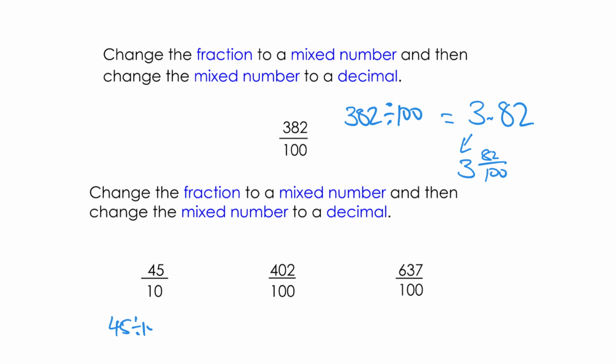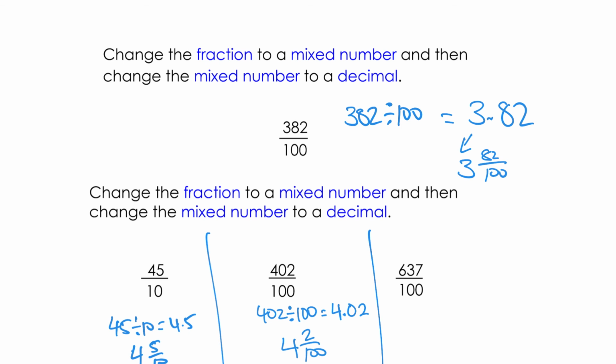45 divided by 10 equals 4.5, which equals 4 5/10. That would be for this one here. 402, divide this by 100, is 4.02, 4 and 2 over 100. And the last one would be 637, divide this by 100, gives you 6.37. So you would have 6 and 37 over 100.